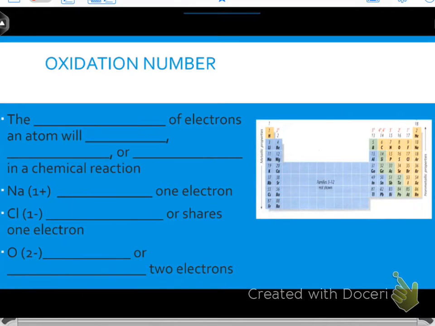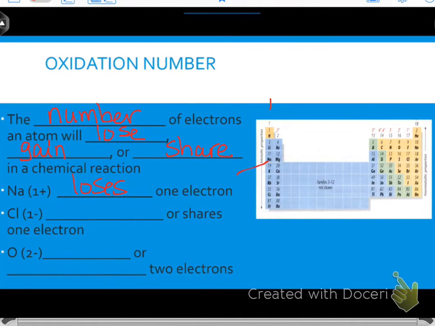And then that takes us to oxidation number, and this helps us figure out which ones are going to combine and which one will make the perfect 8. The number of electrons an atom will lose, gain, or share in a chemical reaction is its oxidation number. So, for example, sodium, which we know is right here, will lose 1 electron. And we know that because, remember, this is group 1, so it has 1 valence electron, and so it's just easier for it to give that away so that it has a full shell without it.